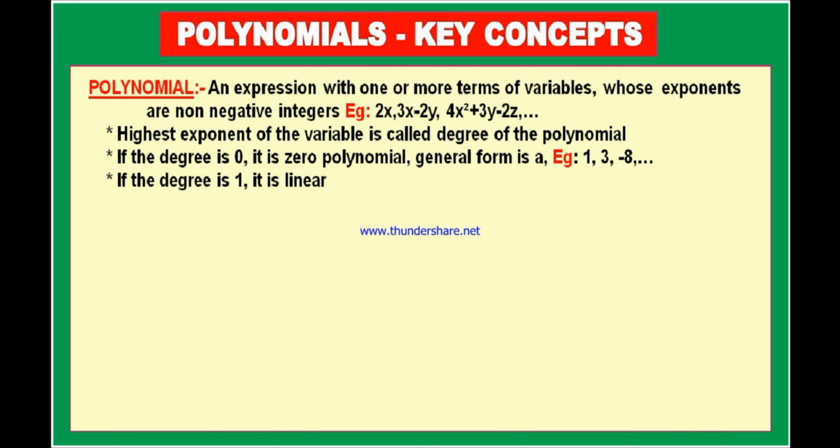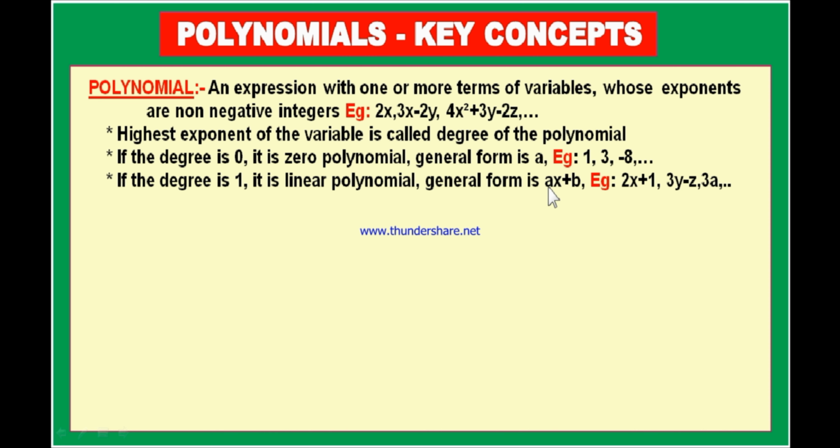Another point, if the degree is 1, then it is a linear polynomial. The general form of the linear polynomial is ax plus b. Here a and b are constants and x is the variable. In the general form of ax plus b, a and b are constant numbers and x is the variable. Here what is the exponent of x? There is no value written here. It means 1 is there. Therefore the exponent of the variable x is 1. Now the highest exponent of the variable is also 1.